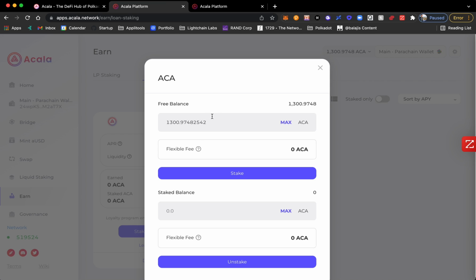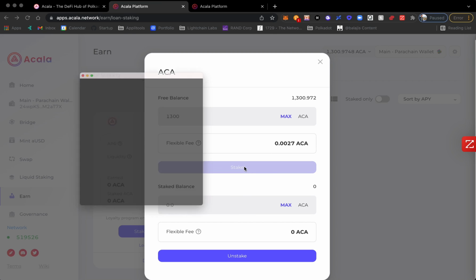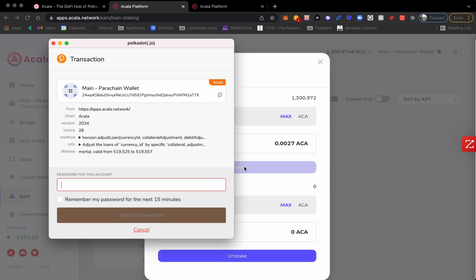Here is my total. Now I'm actually gonna go ahead and do only 1,300. The reason is because I still want to leave some Acala tokens for transaction fees. So let me put exactly 1,300. Stake. I'm gonna go ahead and sign the transaction.